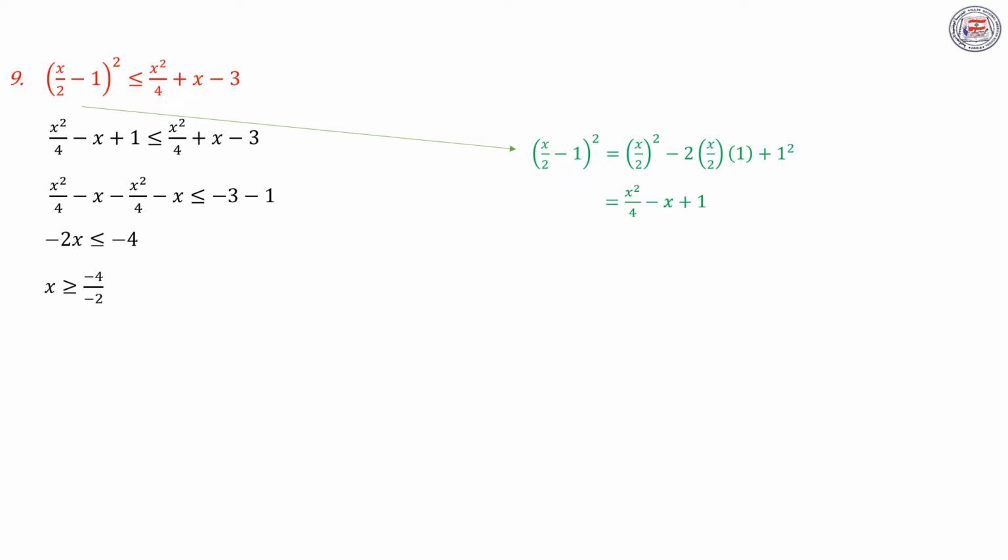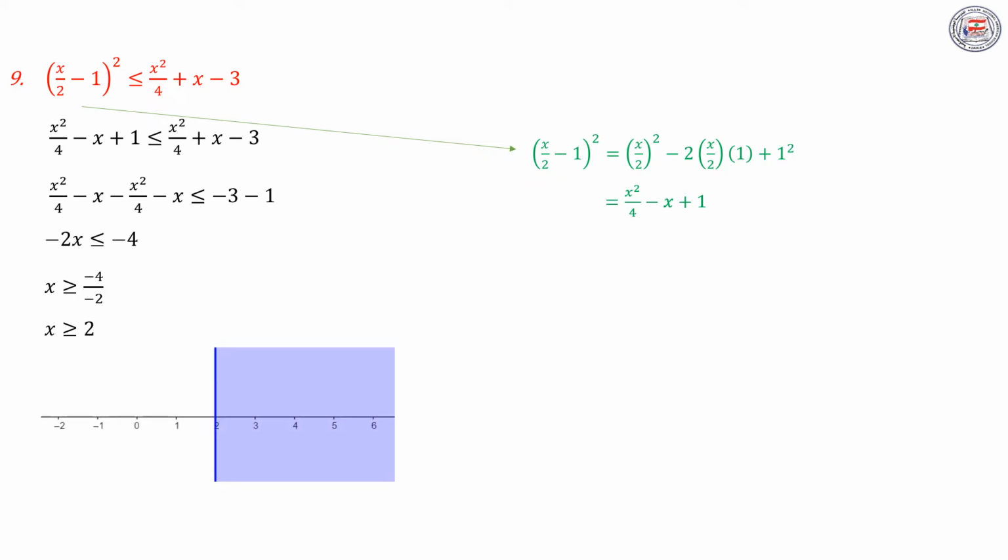Here you have to change the inequality from less or equal to greater or equal, since the coefficient of x is a negative coefficient, which is minus 2. Then x is greater or equal to minus 4 over minus 2. Therefore, x is greater or equal to 2.